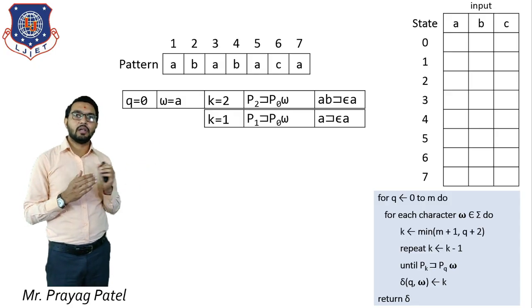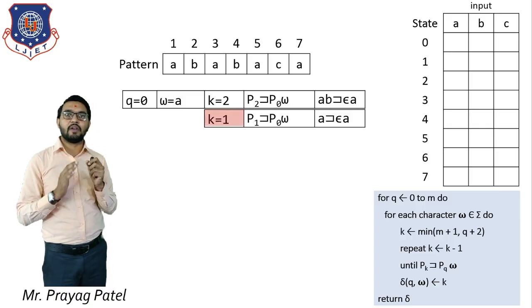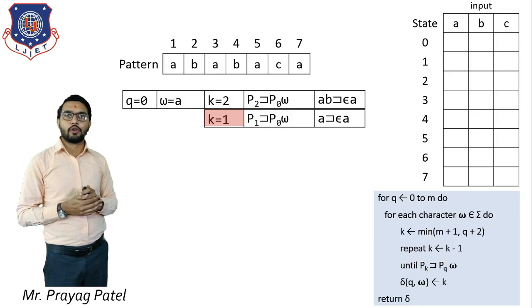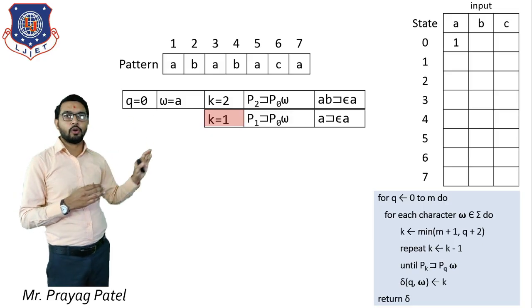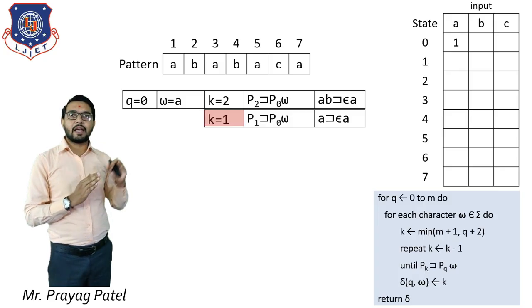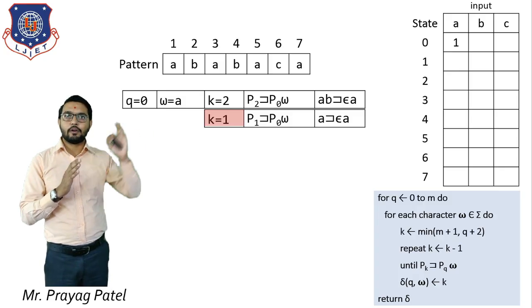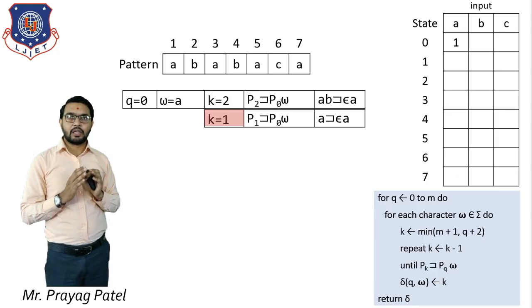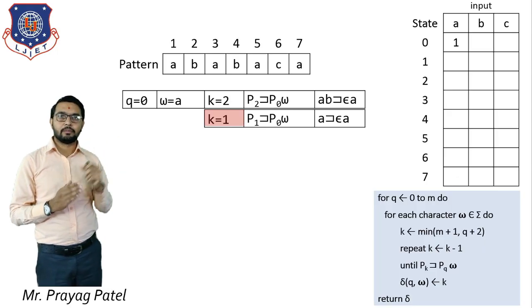So consider P1 is a suffix of P0W. P1 means only A. A is a suffix of null into A. So here consider A is a suffix of null into A. Yes. Then consider the value of K equal to 1 for node 0. So for node 0, the output for A is 1, because here the value of K is your answer for this table. So K equal to 1 is the final answer for node 0, output A.